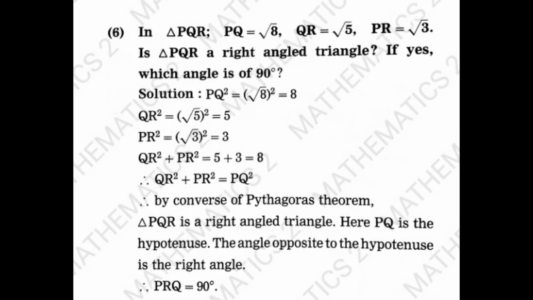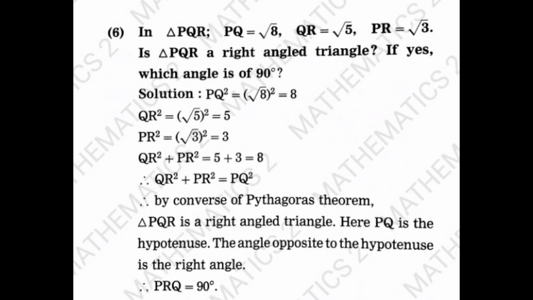Sub question number 6. In triangle PQR, PQ is root 8, QR is equal to root 5, PR is equal to root 3. Is triangle PQR a right angle triangle? If yes, which angle is of 90 degrees? Here, the lengths of all three sides are given, and you have to justify whether the triangle is a right angle triangle or not. So we'll use the converse of Pythagoras theorem.